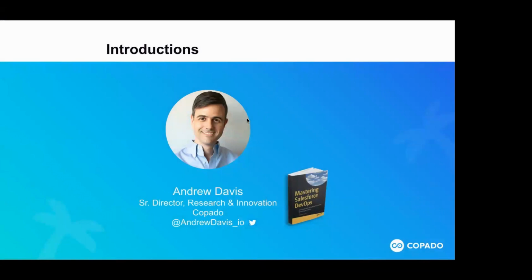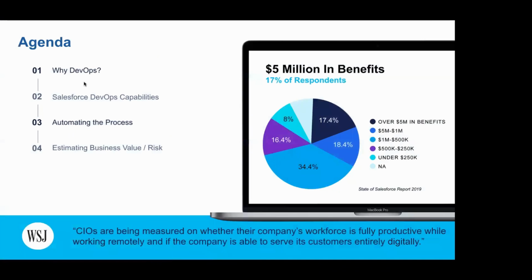Good applause. So my name is Andrew Davis. I'm the Senior Director of Research and Innovation at Copado. I wrote this book called Mastering Salesforce DevOps, so if you like this talk and want to go a lot deeper, there's the book as one way to really dive in a little bit more. What I'm going to talk about here is why DevOps, Salesforce DevOps capabilities, automating the process, and then, if we have time, estimating the business value and the risk.